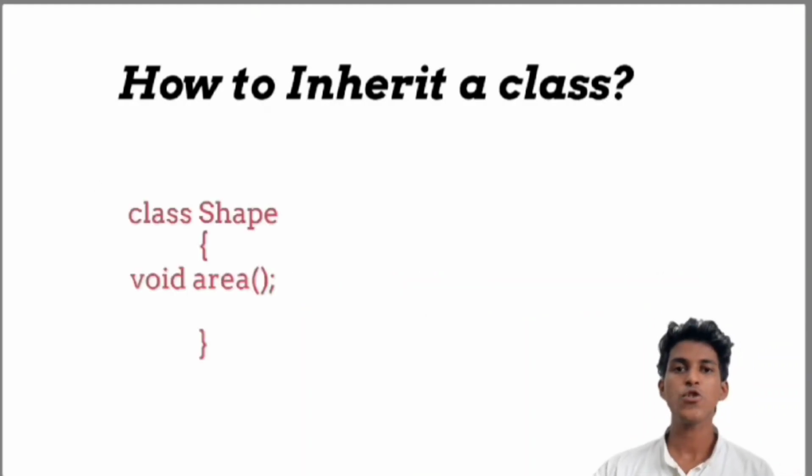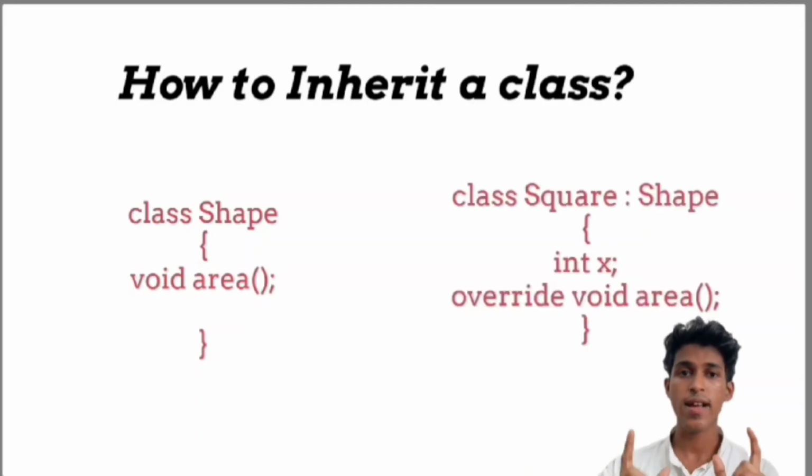Let's take an example to make it clear. Here the superclass Shape declares a method area, and subclass Square inherits from Shape, has an additional attribute x, and overrides the area method from the Shape.